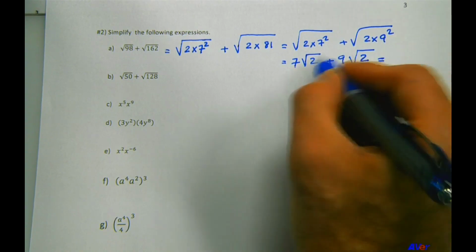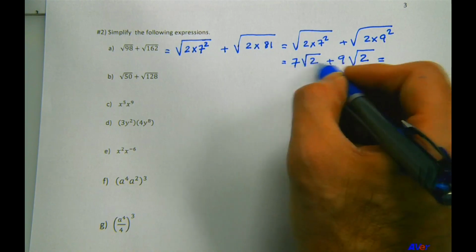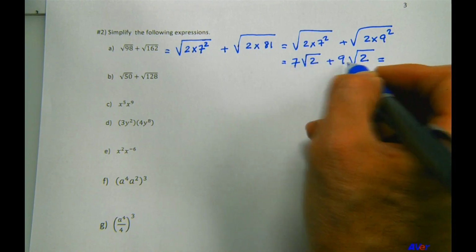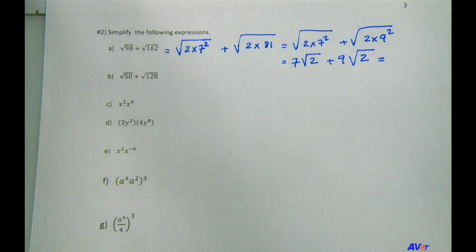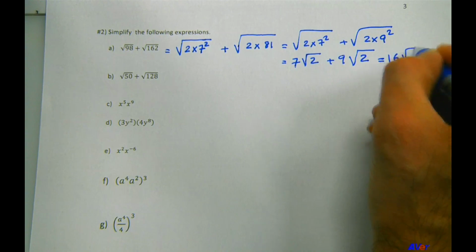So square root of 2, square root of 2 are the same thing, so we can add the coefficients. It's like 7x plus 9x. What would you get? 16x, right? So this is no different. So 16 square root of 2.